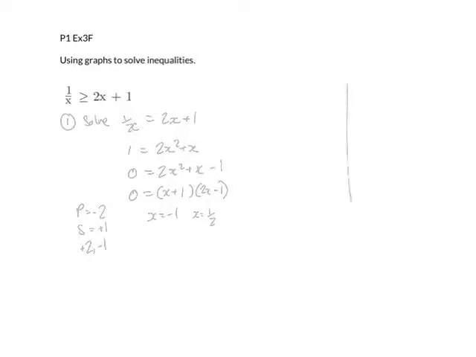Okay, now with two values of x, we're ready to draw the graphs of y equals left and y equals right. We start with y equals the left-hand side, y equals 1 over x. It's a graph I expect you to be able to draw, and also the linear y equals 2x plus 1.